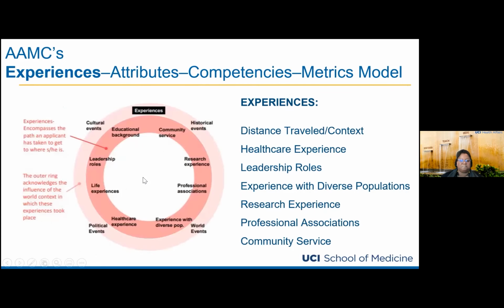Next slide, please. So here, when we look at experiences based on the AAMC's model, we are primarily looking at the experiences that encompass an applicant's path to get to where they are at the time that they're applying to your program.